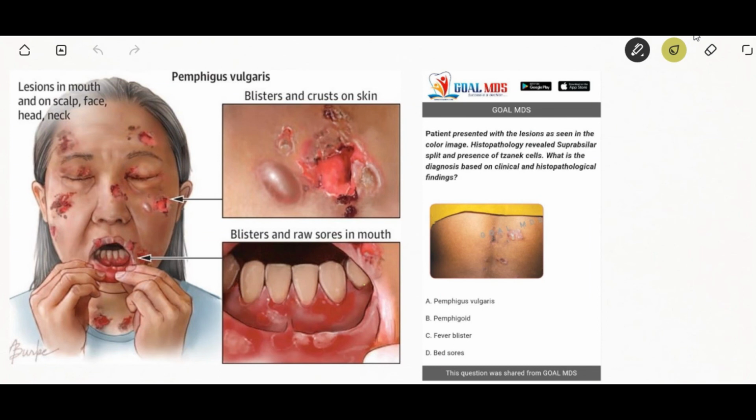A patient presented with lesions as seen in the color image. Histopathology reveals a suprabasilar split and the presence of Tzanck cells. What is the diagnosis? So your diagnosis would be pemphigus vulgaris. So what is pemphigus vulgaris? Pemphigus vulgaris is an autoimmune intraepithelial blistering disease that will affect the skin and the mucous membrane.